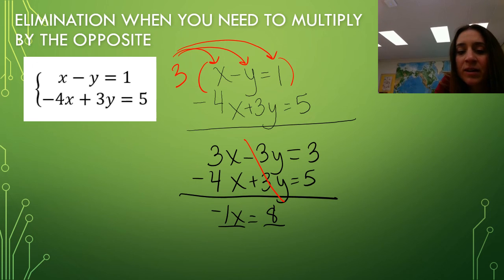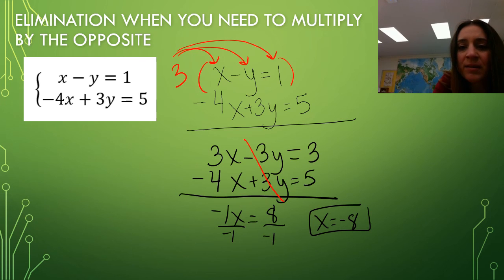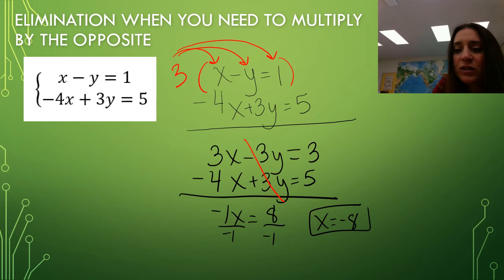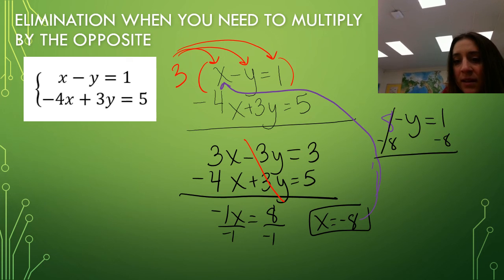And then I'm going to just divide both by negative 1. Now x equals negative 8. Now I have my x value. I need to take that and plug it in for x into either equation. I'm going to plug it into the first equation, but you could plug it into the second equation. It doesn't matter. So now I'm going to write 8 minus y equals 1. I'm going to minus 8 from both sides.